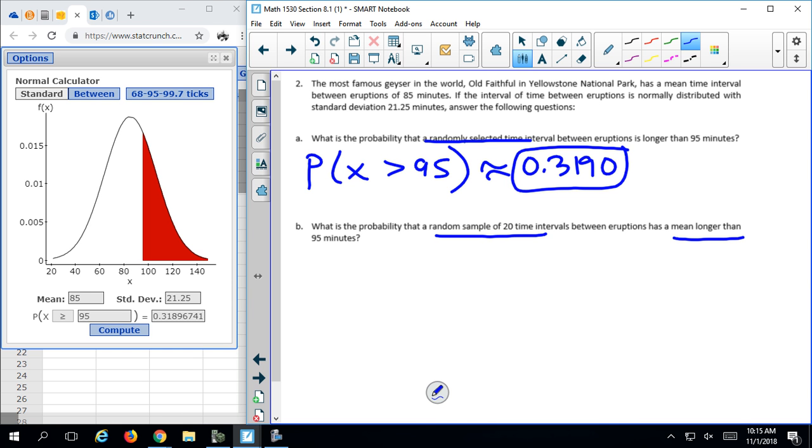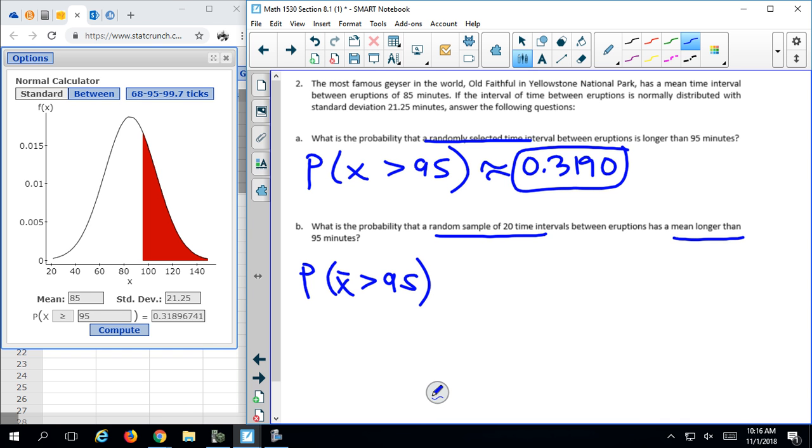So it says, what's the probability that a random sample of 20 time intervals between eruptions has a mean longer than 95? What's the probability that I take a sample of 20 and the average of those 20 eruptions, or 20 time intervals, is bigger than 95? So this is the probability that x bar is longer than 95. Now we have to use central limit theorem.